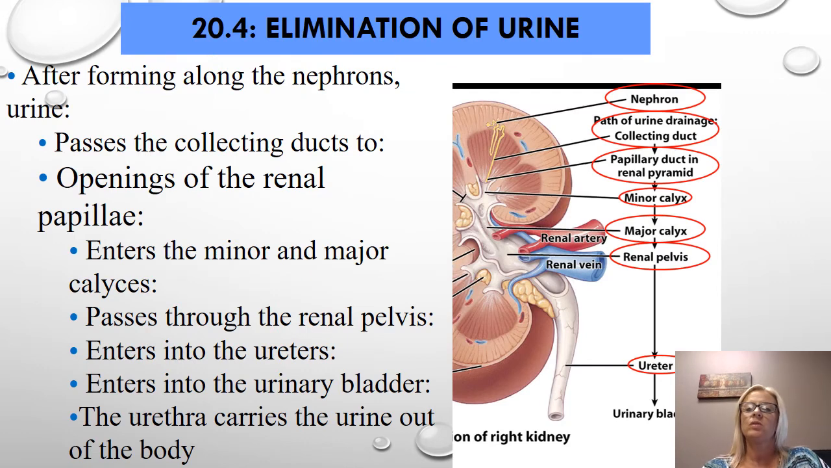So urine is going to be formed here in the nephron. It is going to pass to the collecting duct through openings of the renal papillae, and then it's going to enter the minor and the major calyx here, pass through the renal pelvis, through to the ureters, and onto the urinary bladder, and finally the urethra will carry the urine out of the body.